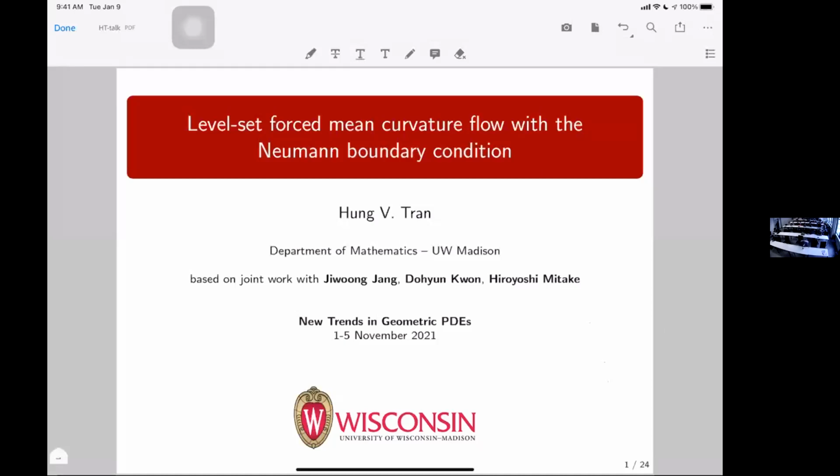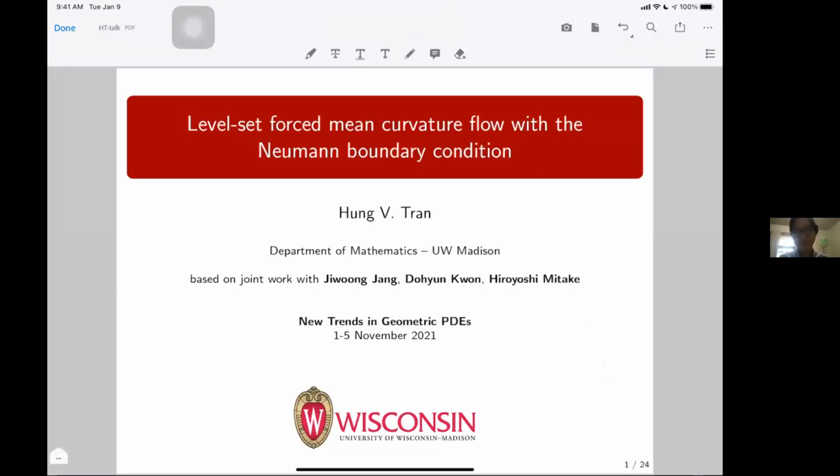Okay, welcome back. It's a pleasure to chair this last session of this workshop. Our first speaker in this afternoon session is Hang Tran from the University of Medicine, and he's talking about level set forced mean curvature flow with a Neumann boundary condition.